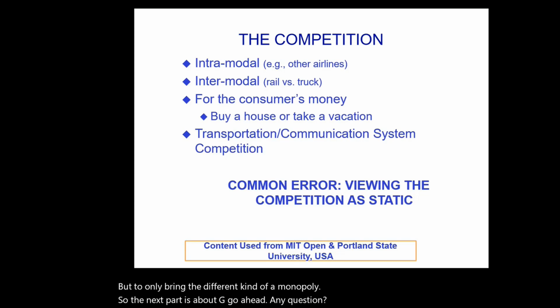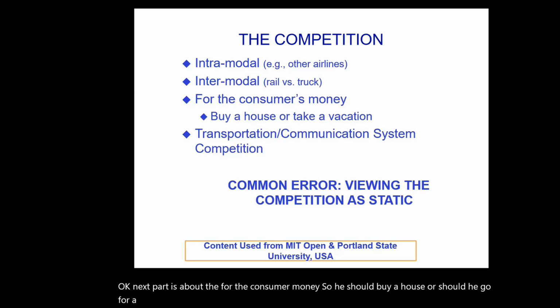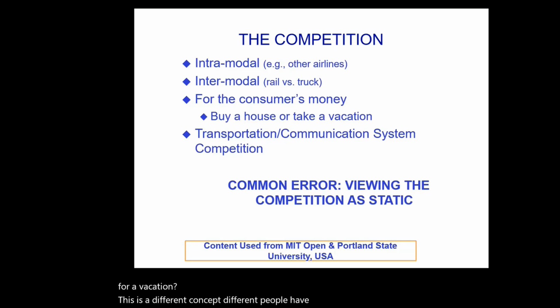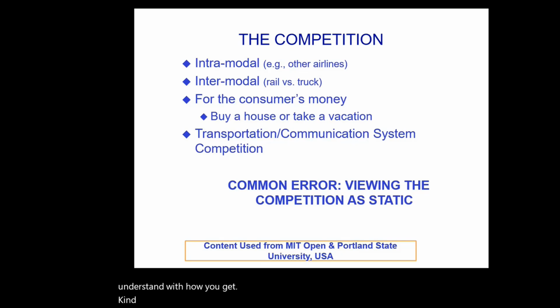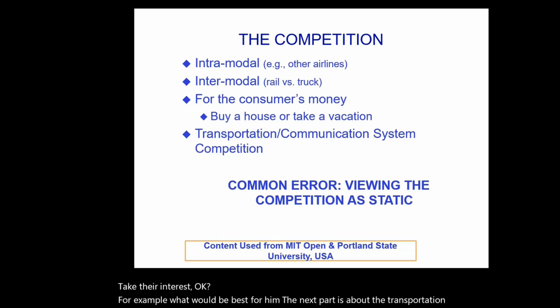Okay. The next part is about the consumer maybe. So should he buy a house or should he go for a vacation? This is a different concept. Different people have different mindsets. Some people think that instead of a house, you should go for a vacation. This is a concept you need to understand, how you can take their interest. For example, what will be best for him? And the next part is about transportation communication system competition.